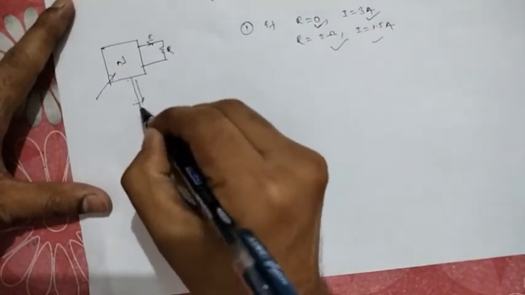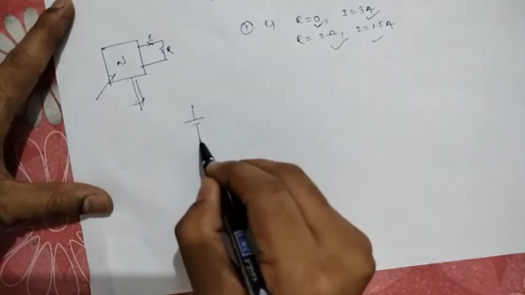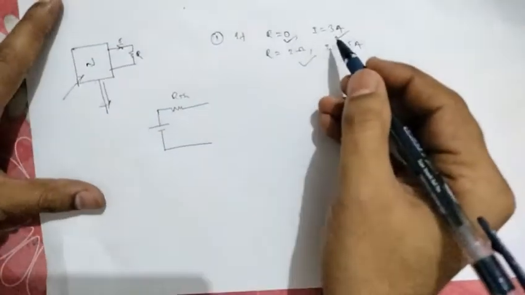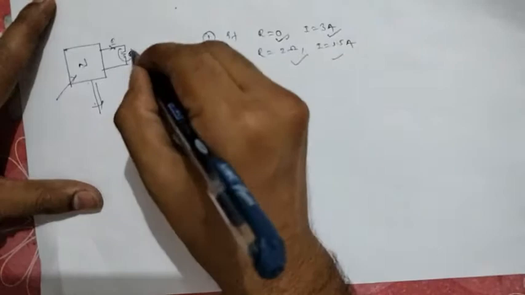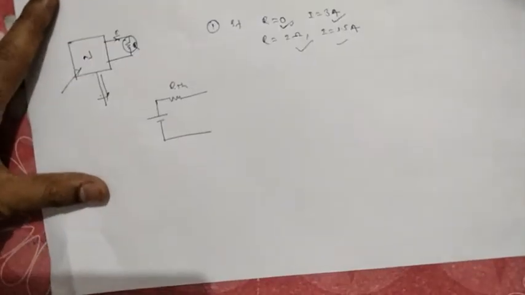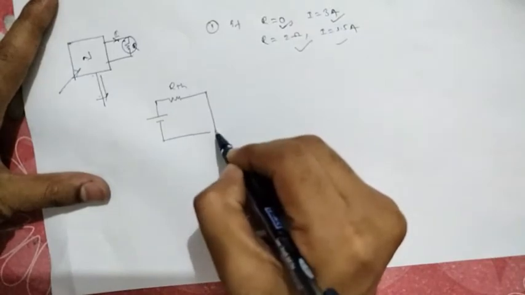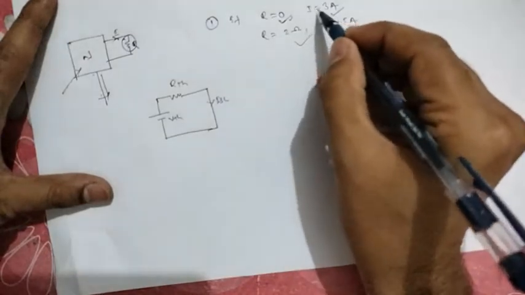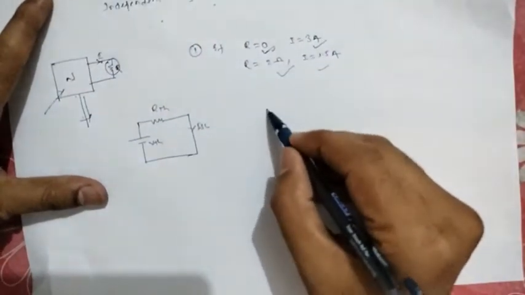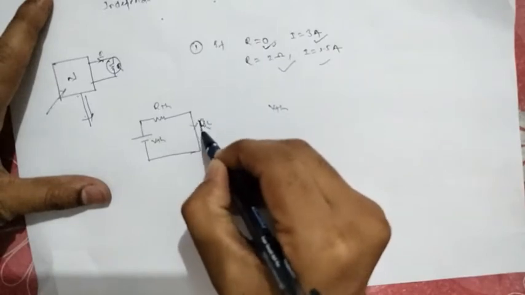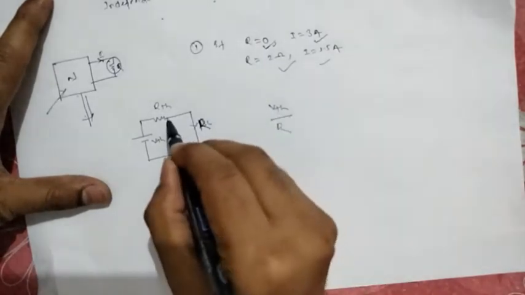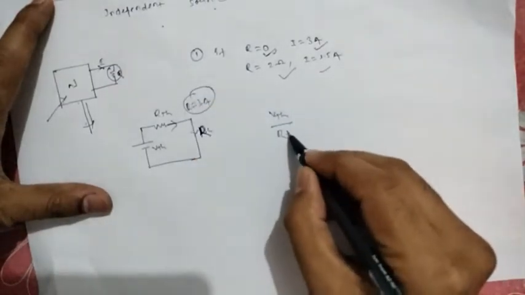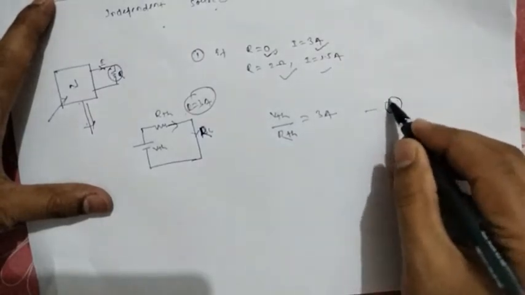Now what we are going to do is replace this network with the VThevenin and RThevenin, and we are going to see both the cases. When R is 0, it means this is short circuit, then the current that is flowing is equal to 3 ampere, means VThevenin by RThevenin is equal to 3 ampere. This is the first equation we got.